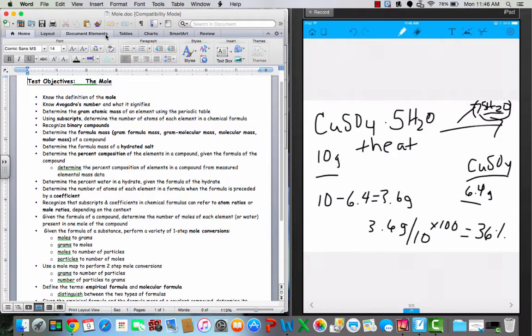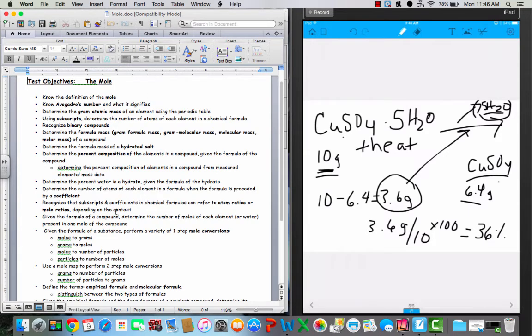So if you were in my lab group, it was supposed to be 36%. We just looked at it before. We did a perfect job. All right, but again, you just look at your hydrate, what you started with, subtract your anhydrate, what you ended with, and then that's your water that was lost. And again, you're going to take this part, that's the water, divided by the whole, which was your hydrated salt to begin with, your 10 grams.